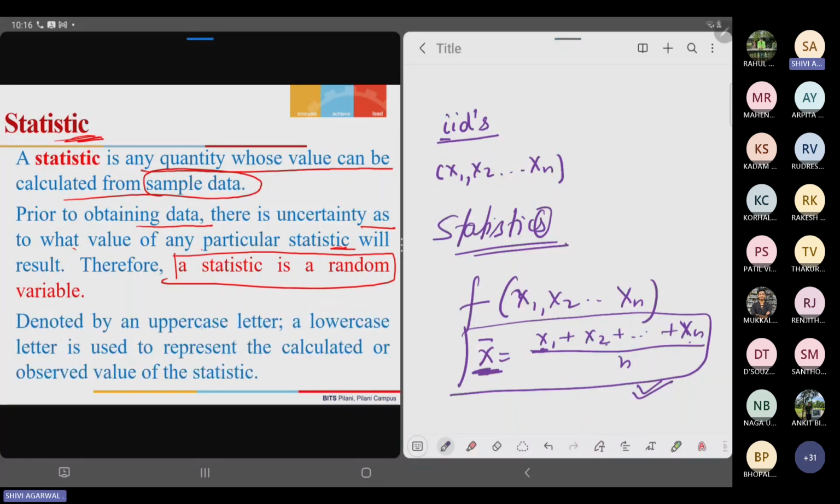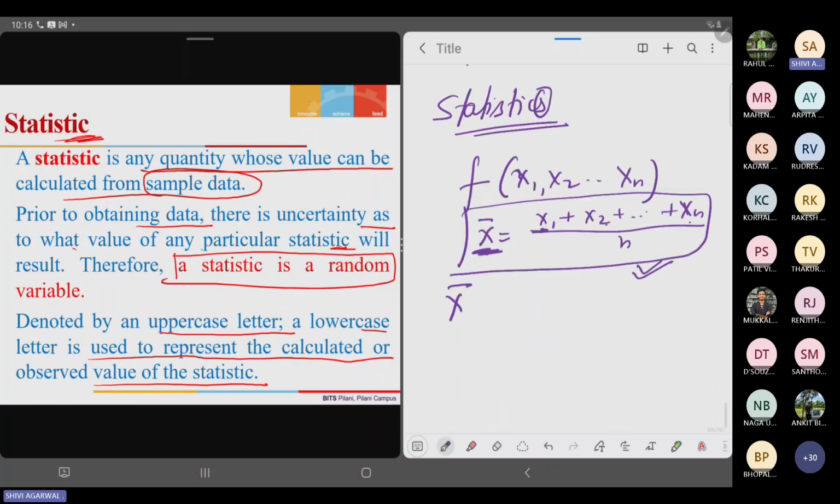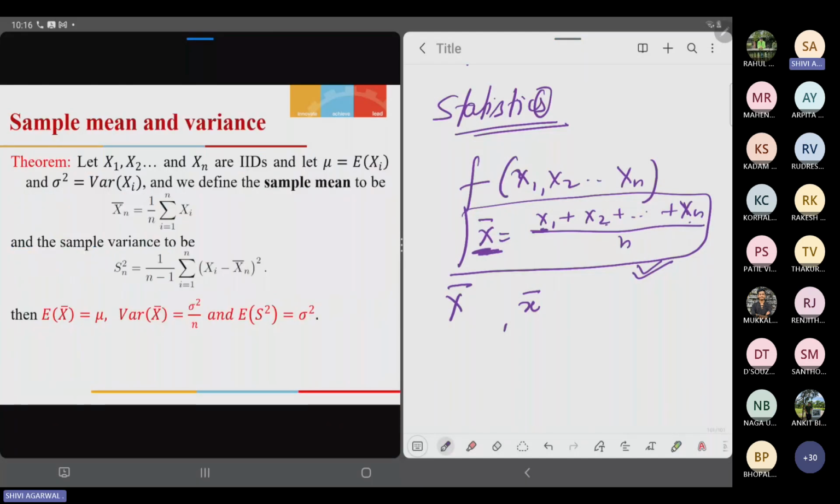A statistic is denoted by an uppercase letter, and a lowercase letter is used to represent the calculated or observed value of a statistic. So capital X bar we are using here as a random variable, and small x bar is what? Its calculated value. So we have done this slide. x bar is equal to summation of xi divided by n. Sn square, the sample variance, is 1 upon n minus 1 summation of (xi minus x bar) whole square. Okay.